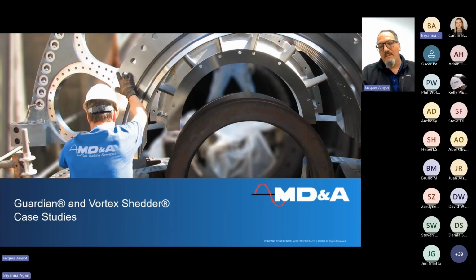Then we'll talk about some case studies. These case studies are basically examples of the benefits that Guardian and Vortex technology has provided to different customers over time, both with regards to performance improvements and also wear reduction, as you say, or sustained improved radial clearances.